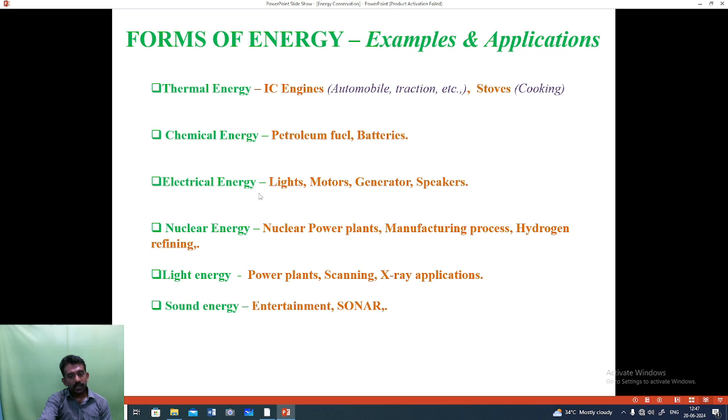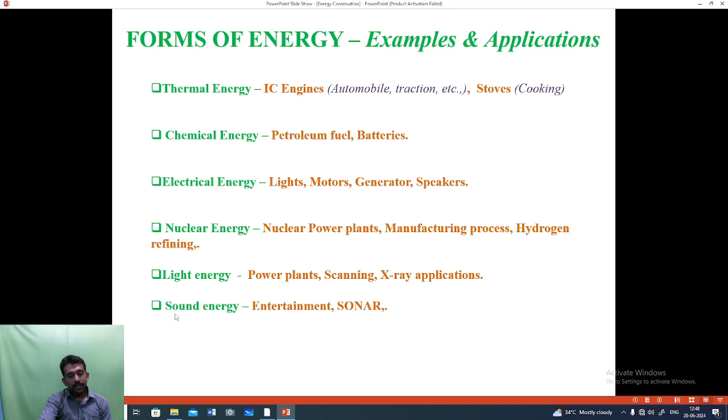And coming to the electrical energy, some examples of electrical energy applications are the lights, the motors, the generators and speakers. And nuclear energy: the nuclear power plants and manufacturing processes for hydrogen extraction and hydrogen refining technology. So this nuclear energy is highly used. And coming to the applications of light energy, power plants, especially the solar power plants, and a major application of light energy is scanning and X-ray applications.